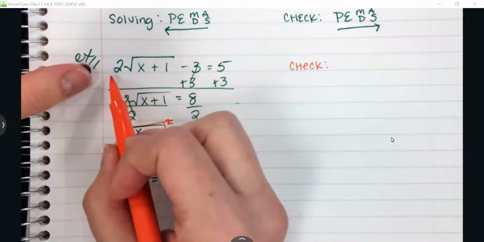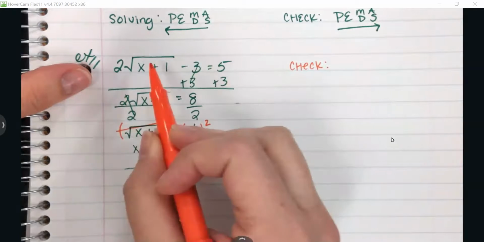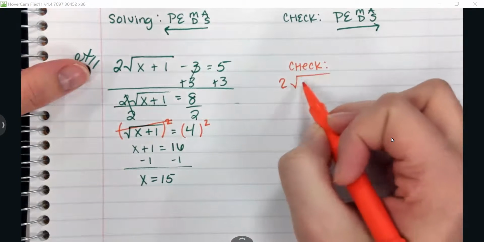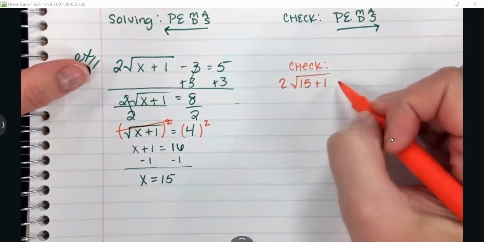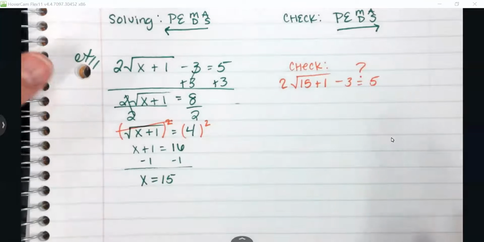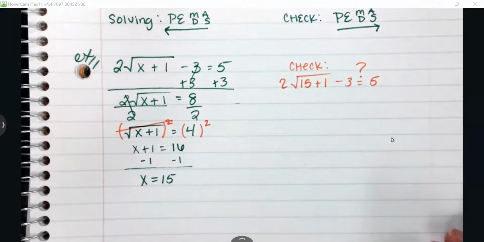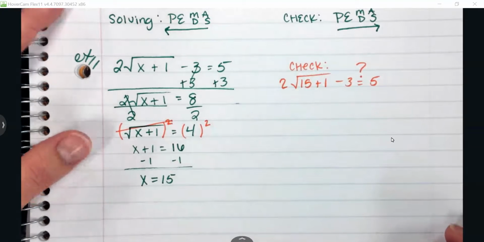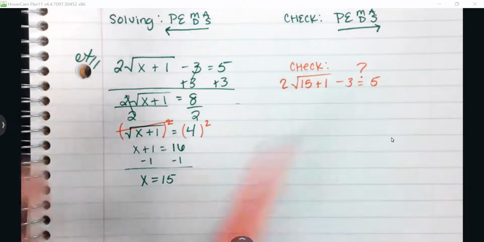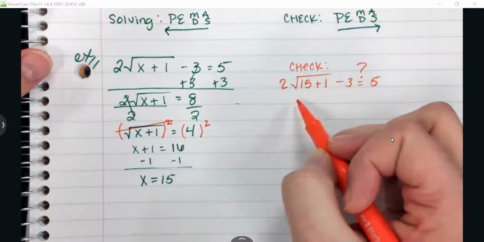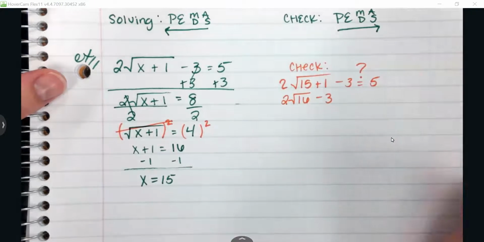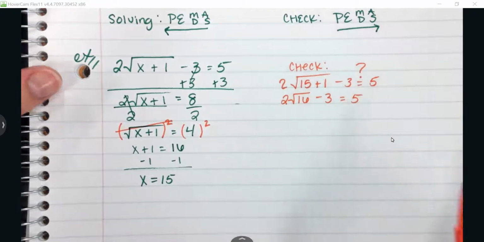So I'm going to rewrite my entire equation, but instead of the letter x, what number am I going to put in there? 15. So I have 15 plus 1. Everything else stays the same. This is a big question mark. Does it equal what I need it to? Okay. Now, since we are checking, we're starting inside and working out. So 15 plus 1 is 16. And still I want it to equal 5.